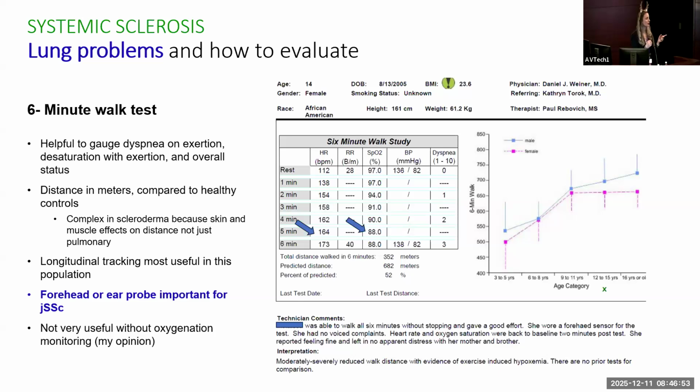So this is the young lady whose chest CT we showed you. At rest she had a little bit of tachycardia, but once we had her do the 6-minute walk, she went up to 164, 173. And then her pulse ox plummeted down to 88% with the 6-minute walk. So this picked up that she was having significant desaturations with the 6-minute walk test. This has been very helpful for that.